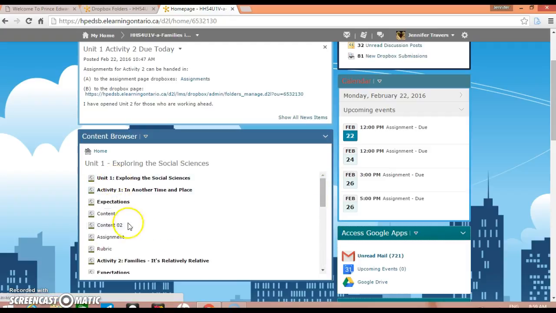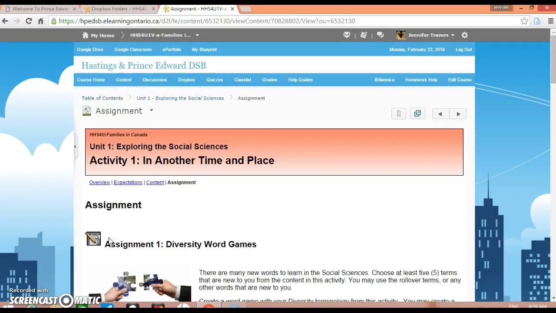So we want to start with Unit 1, Activity 1. Here the content is like your textbook, and the assignments are the ones that you need to complete, and they all have due dates on them. So I'm just going to go through what the assignments are and then show you how I would go through it. I'd want to see what the assignments are so that I know what I'm trying to read in the content.